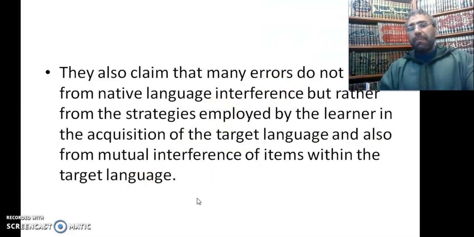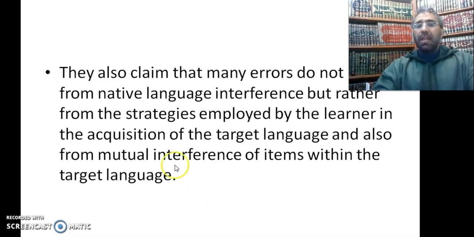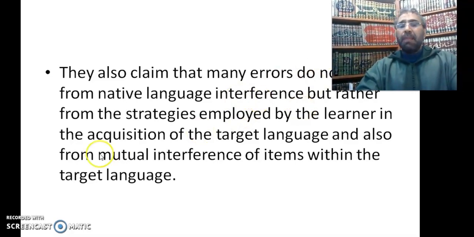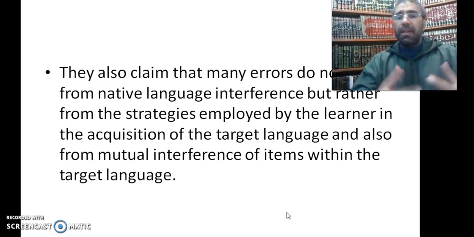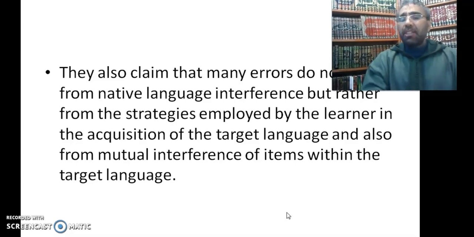Contrastive analysis claims that all the errors that learners make are because of the interference of the mother tongue. Of course, evidence has shown that not all the errors that we make are because of our mother tongue. Many errors do not result from native language interference, but rather from the strategies employed by the learner in the acquisition of the target language. The learner, when he or she is learning a new language, is using strategies to learn.